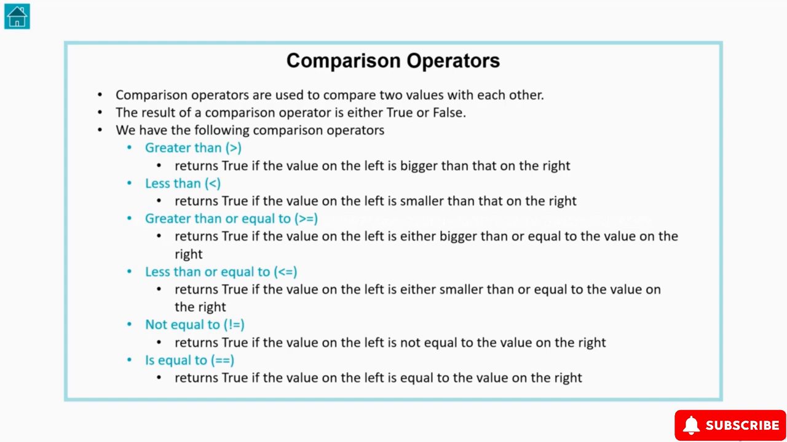Comparison operators are used to compare two values. They return either true or false depending upon the comparison. Here is a list of comparison operators in Python. Greater than, >, less than, <, greater than or equal to, >=, less than or equal to, <=, not equal to, !=, is equal to, ==, and that's it pretty much. Now on to the next lecture.